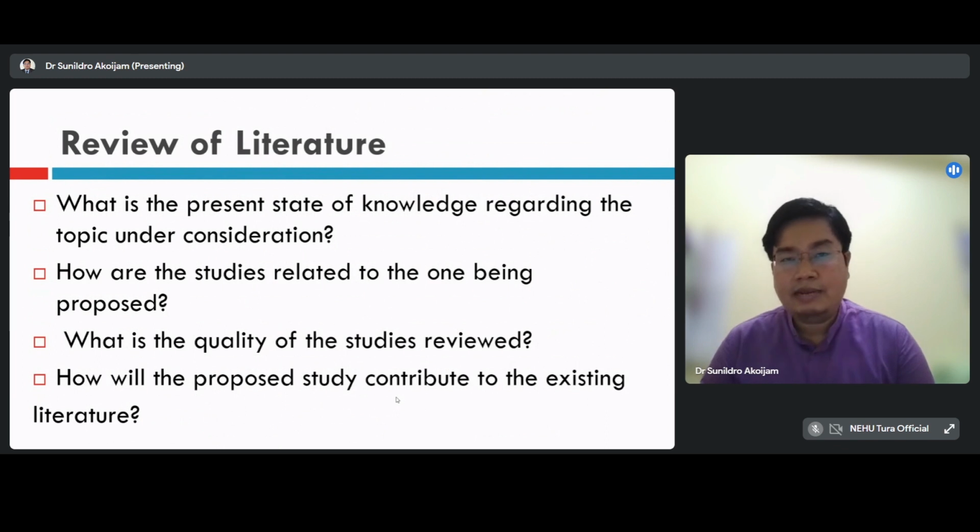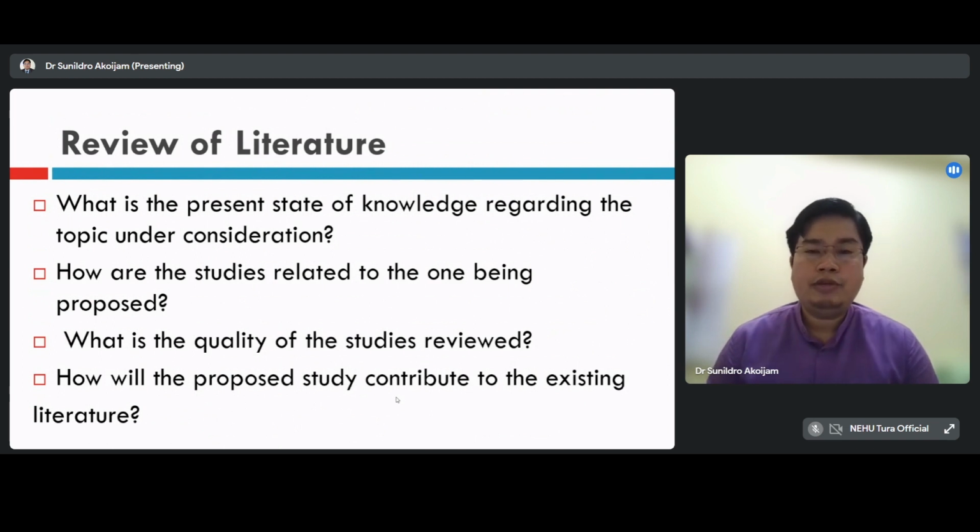Okay, so within the review of literature, what's the present state of knowledge regarding the topic under consideration? Then how are the studies related to the one being proposed? And what is the quality of the studies reviewed? And one more thing, let me tell you here: when you conduct a review of literature, when you try to find out the researches that have been conducted in a particular domain, you need to refer to some of the reputed journals in the particular domain.